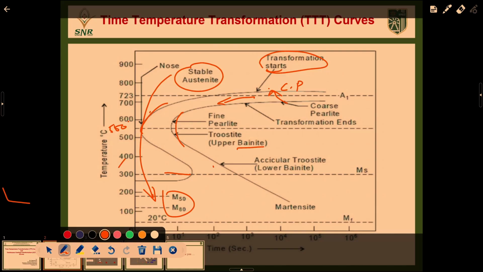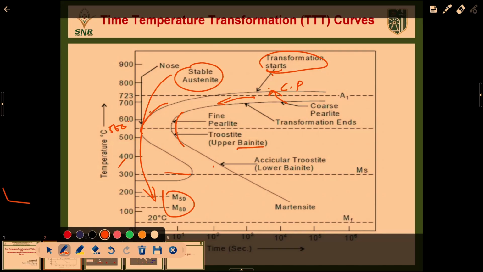If you maintain it in the furnace, cooling to room temperature, the transformation starts automatically: coarse pearlite, fine pearlite, upper bainite, lower bainite, and finally martensite. These five microstructures are created from this temperature variation. This is the most important thing we understand from the time temperature transformation diagram.